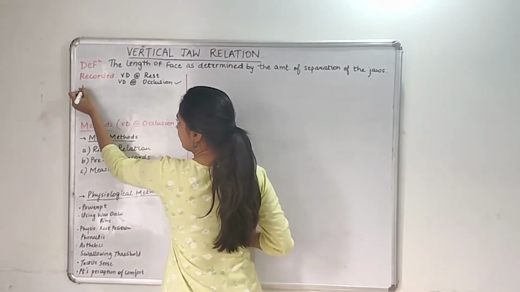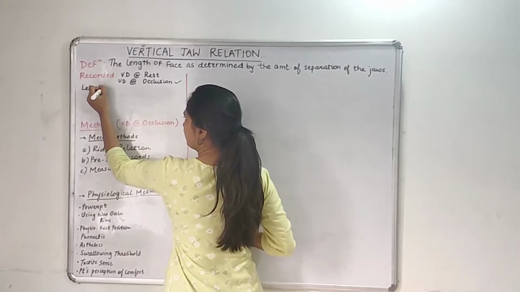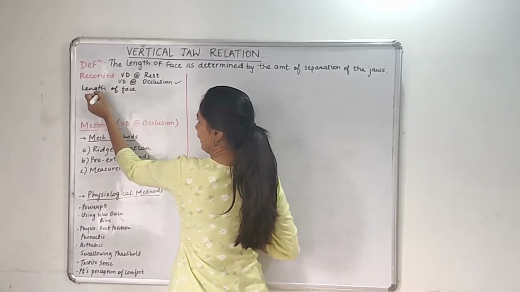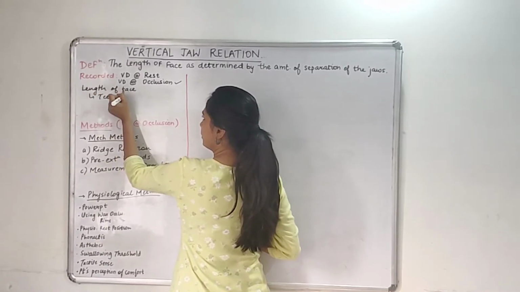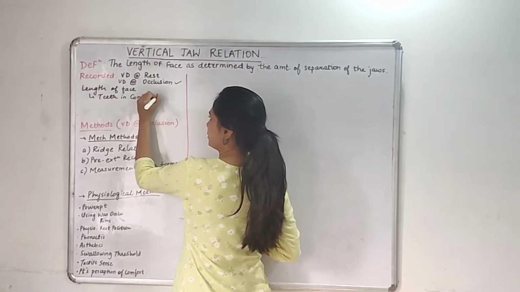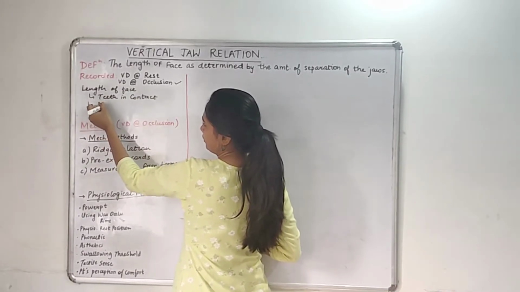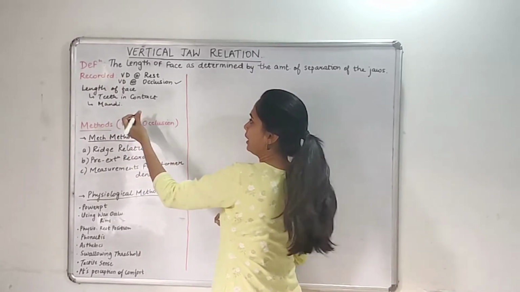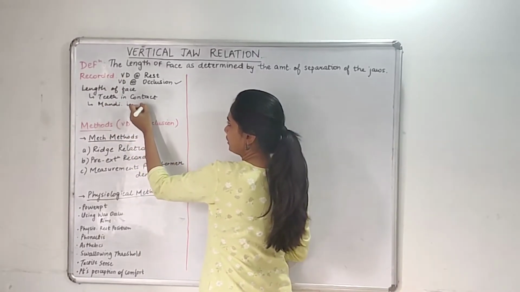So the length of the face when the teeth are in contact and the mandible is in centric relation. So only 2 points you have to remember: the length of the face when the teeth are in contact and the mandible is in centric relation.